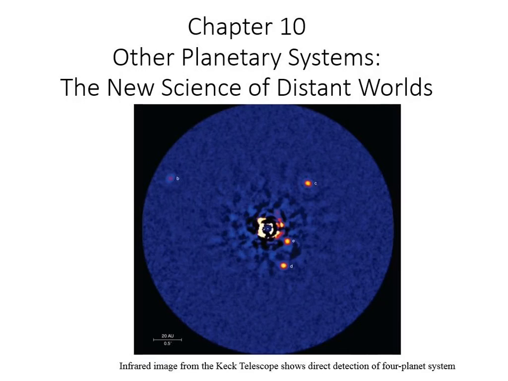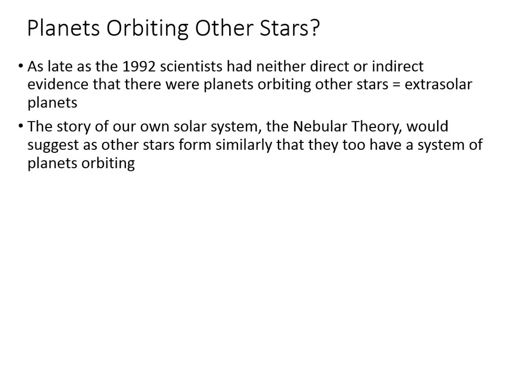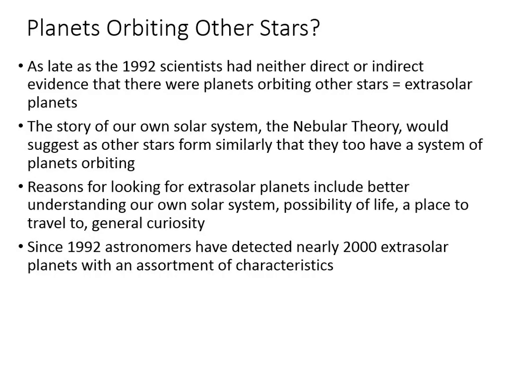So by far the most obvious way is indirect detection. The term extrasolar planet just means a planet that's orbiting a star other than the sun. And we should apply what we know about the formation of our solar system using the nebular theory to other planets being formed around other stars. Seems reasonable. As of 1992, they didn't know that about 70% of stars have at least one planet orbiting them.